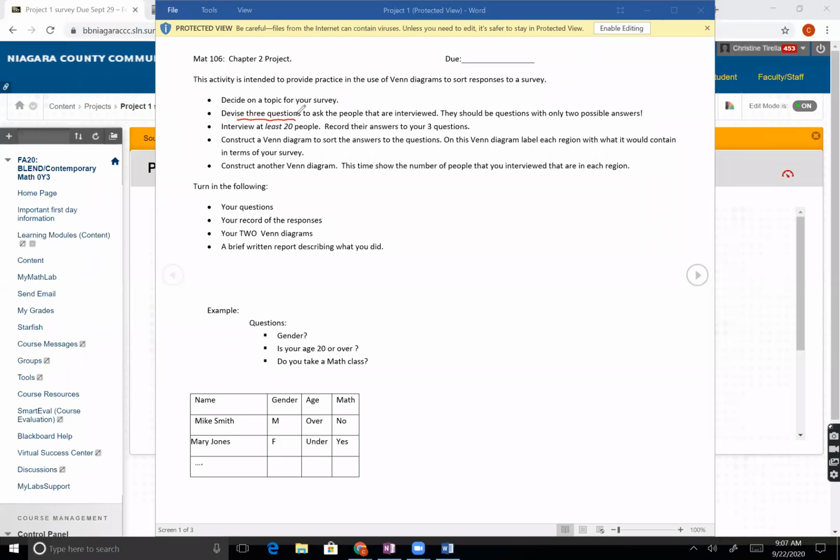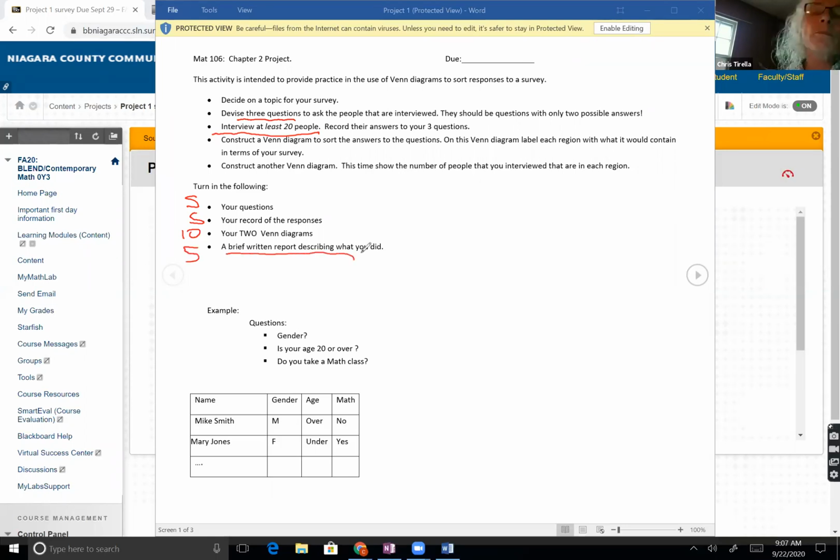Mm-hmm. So you have to ask 3 questions. You have to interview at least 20 people. And I want you to give me a record of the people you interviewed, because I want to make sure that you didn't just make them up. You're going to construct a Venn diagram to sort the answers. You're actually going to come up with 2 Venn diagrams. You have to turn in your questions. That's worth 5 points. Your responses, that's worth 5 points. 2 Venn diagrams, that's 5 points each, so 10 points. And a brief written report.